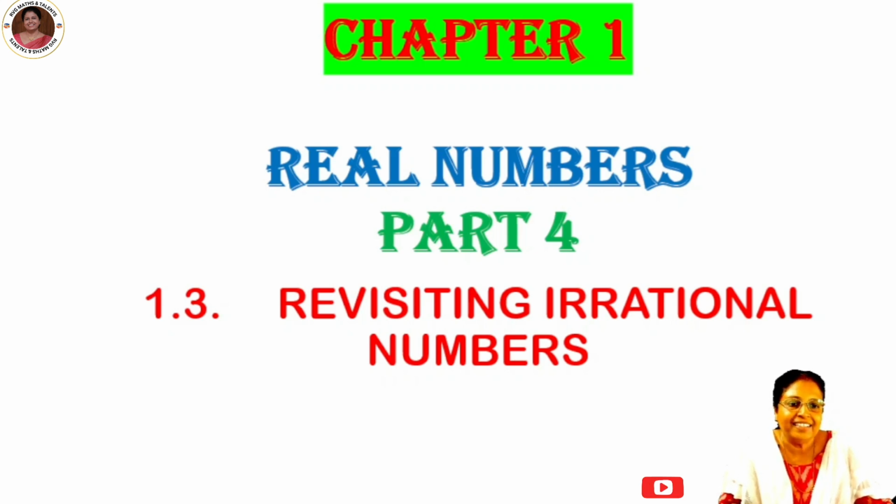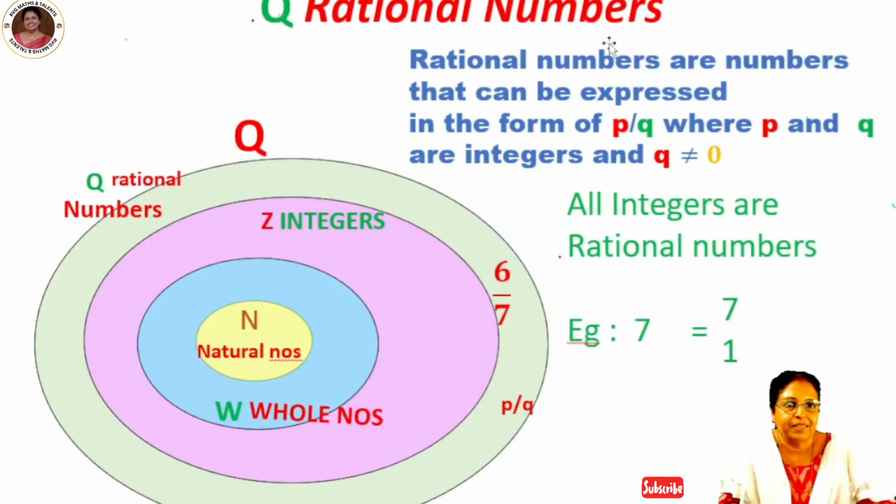Already we have started chapter 1, real numbers. This is part 4. Here we are revisiting irrational numbers. Let us just brush up what irrational numbers are. Before that, we just revise rational numbers. Okay, what is a rational number?